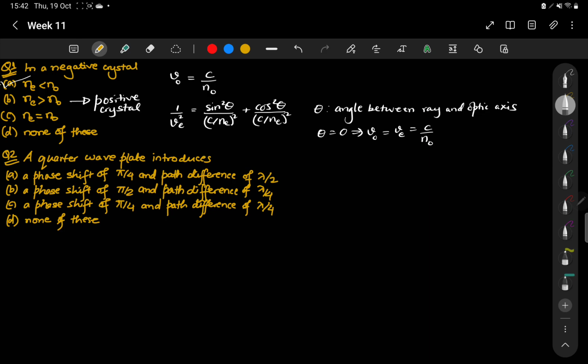Okay, so this is the question. These are the options. A quarter wave plate introduces: option A, a phase shift of pi by 4 and path difference of lambda by 2. Option B, a phase shift of pi by 2 and path difference of lambda by 4. Option C, a phase shift of pi by 4 and path difference of lambda by 4. And option D, none of these.